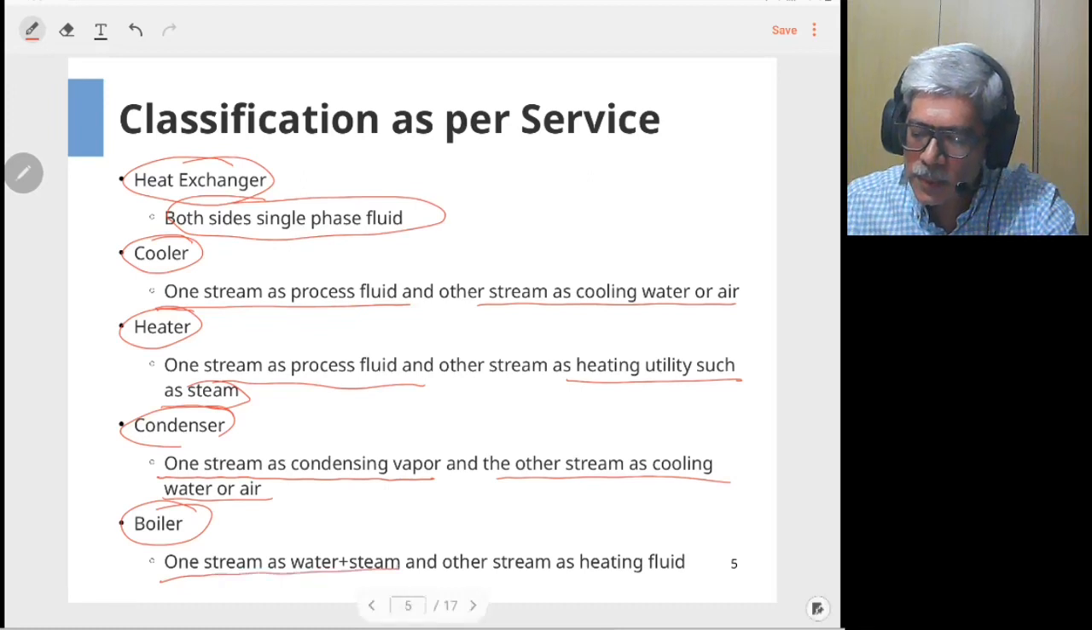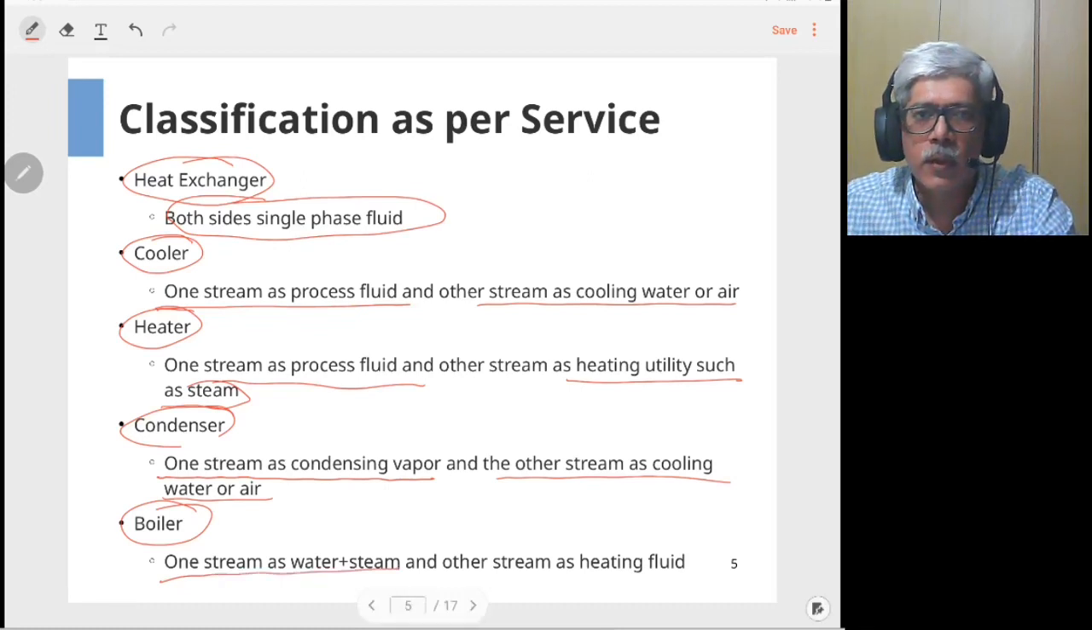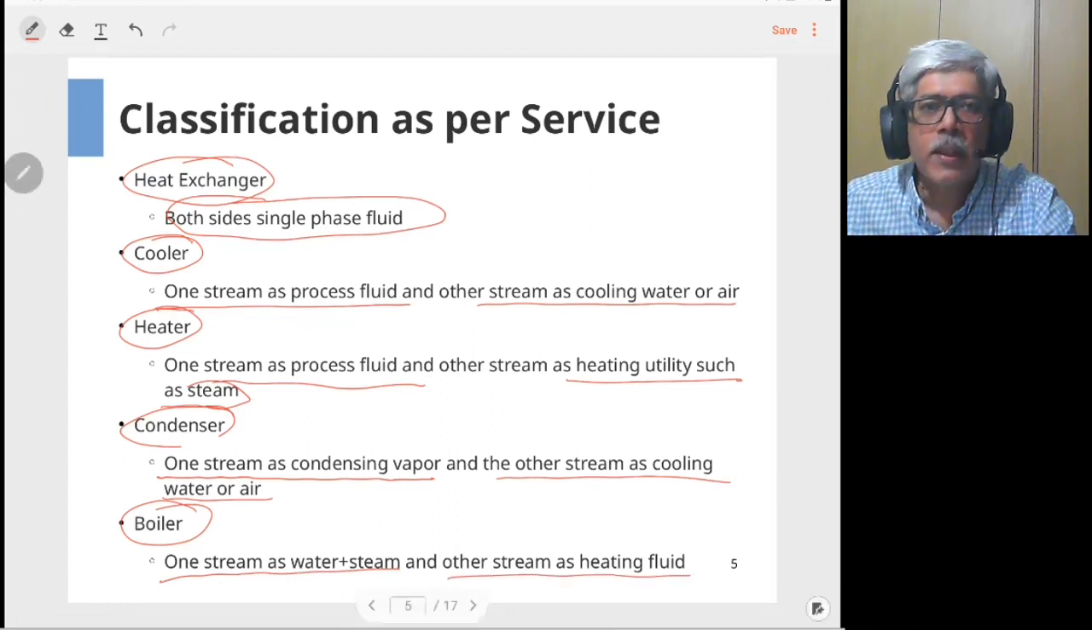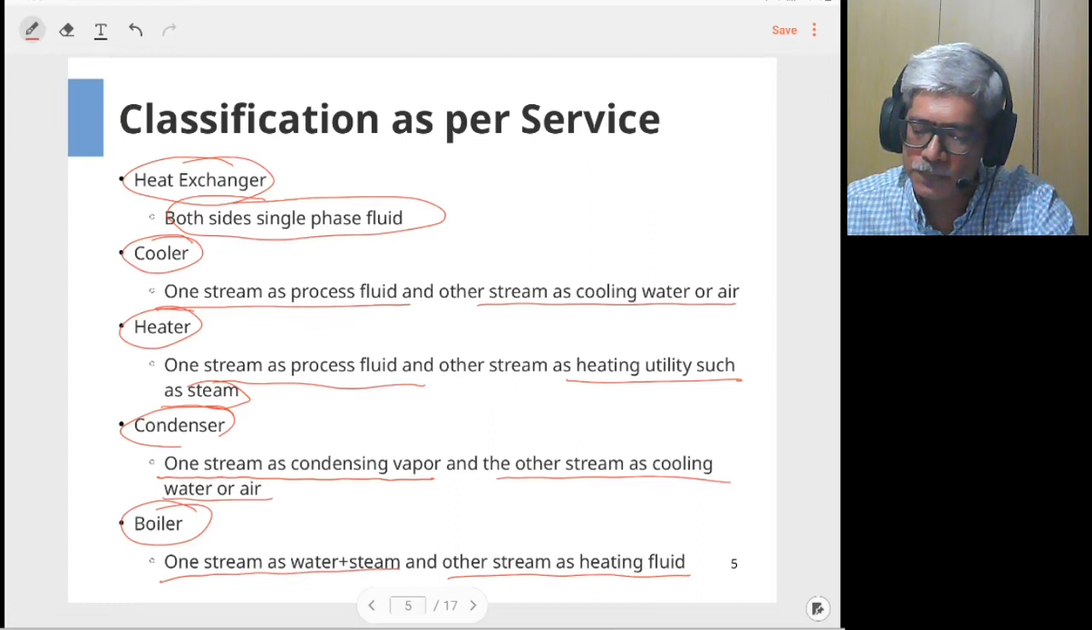In boilers, one of the sides, either shell side or tube side, is a water and steam mixture. So water is getting boiled and steam is getting produced. And the other stream is a heating fluid. So it can be process gas or any other fluid which is flowing for boiling the water. So heat exchangers can be classified as per their service as shown here.